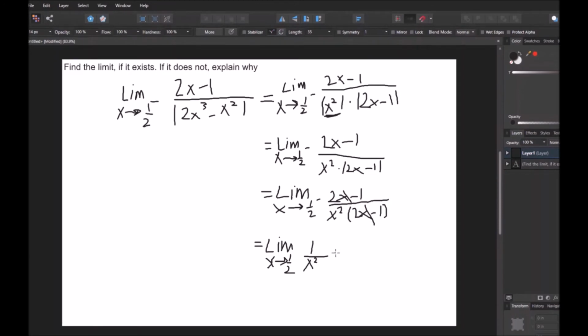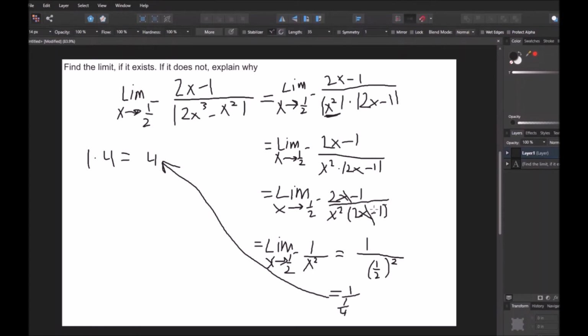And then I'm going to directly substitute in the 1/2, because it's no longer going to give us an undefined answer. So that would be 1 over 1/2 squared, which is 1 over 1/4, which is the same thing as 1 times 4, which is 4. But remember, we demonstrated that our answer was going to be negative. So we put our negative sign there, and we say that the answer is -4. And that would be my answer.